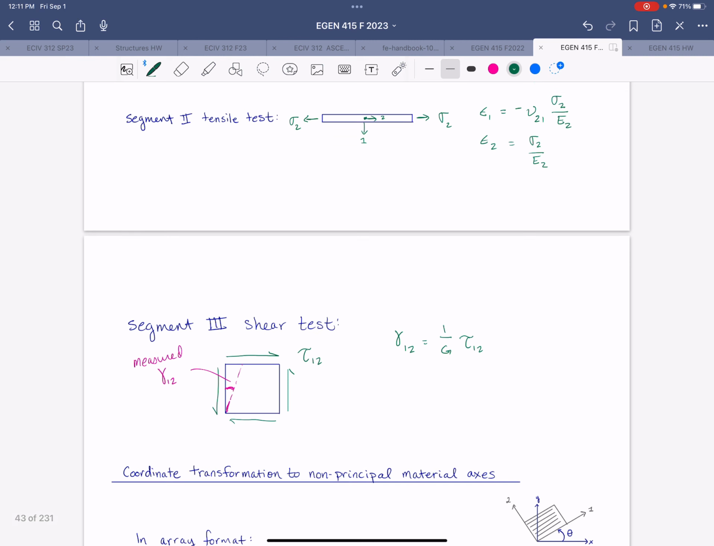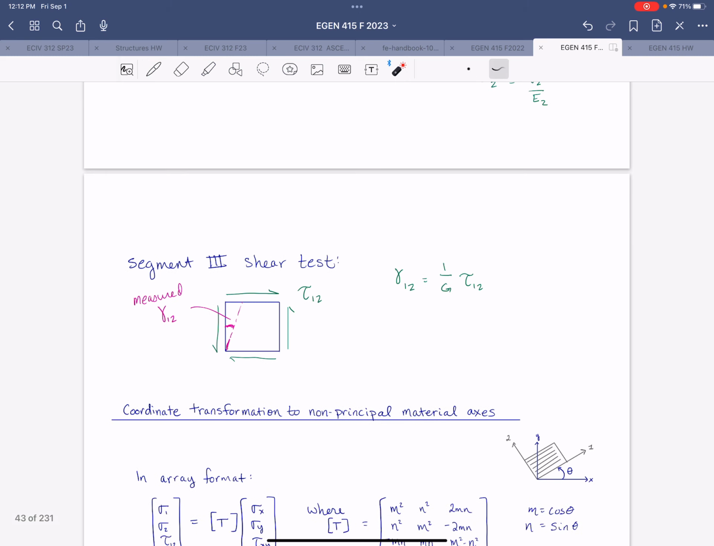All right, so we're going to come back to that sequence or those test results, but now I'm going to take a step back and lay out the general process for determining end results. Our end goal is to relate stresses and strains in the XY orientation. And the XY may or may not be aligned with the principal material axes, right? So 1 and 2 are the principal material axes.